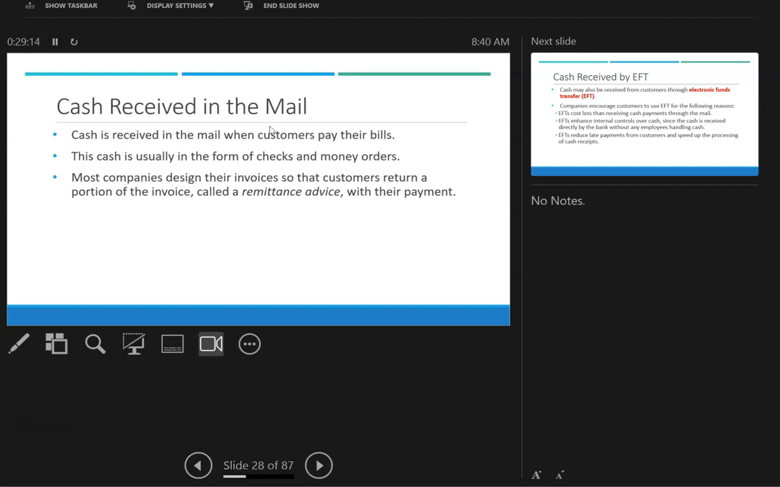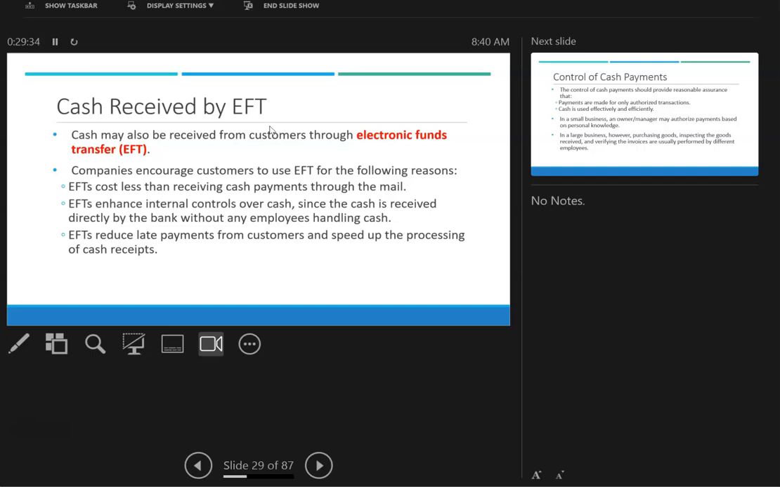Cash can be received in the mail when customers pay their bills. This cash is usually in the form of money orders or checks. Most companies design their invoices so that customers return a portion of the invoice, called a remittance advice, when they pay their bill. Now, guys, so much of this is done electronically nowadays, isn't it?